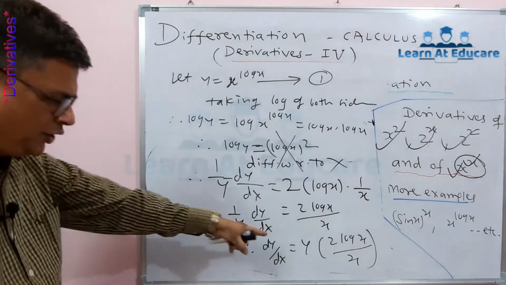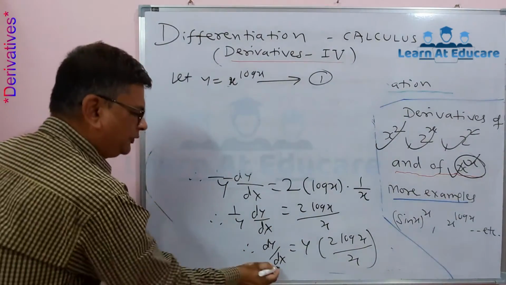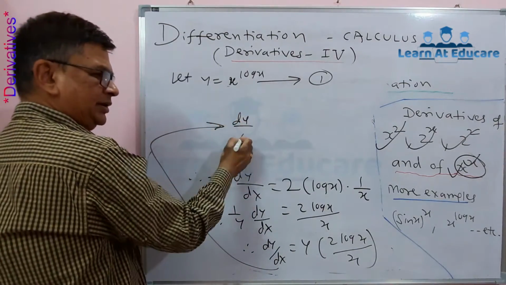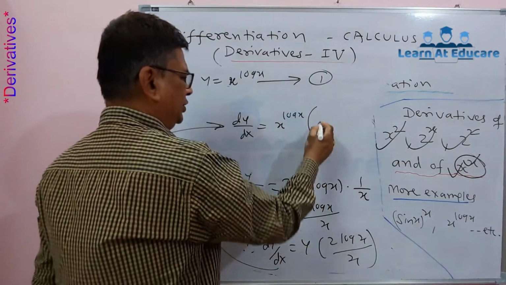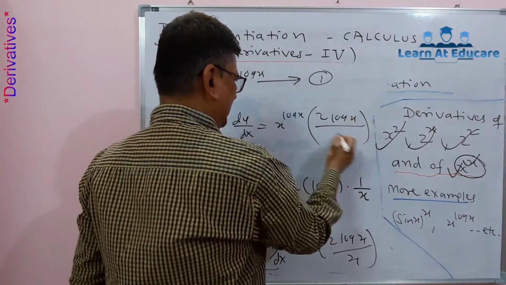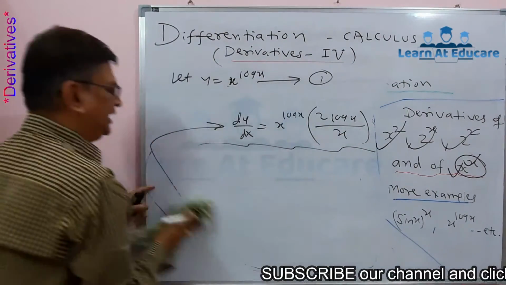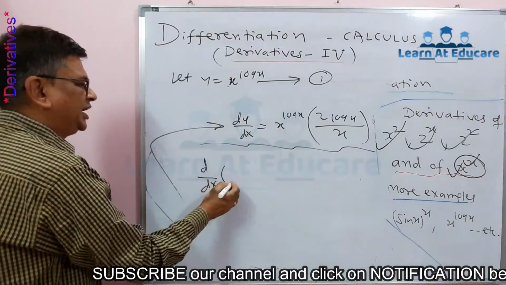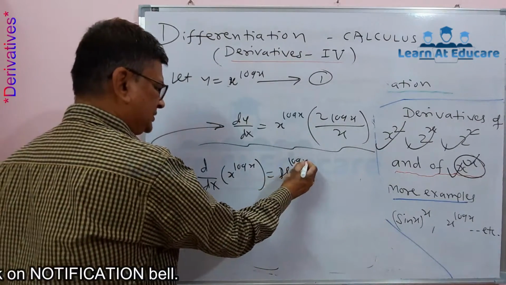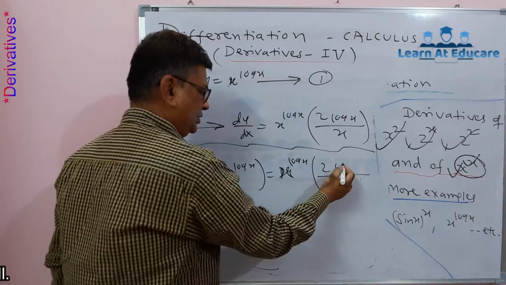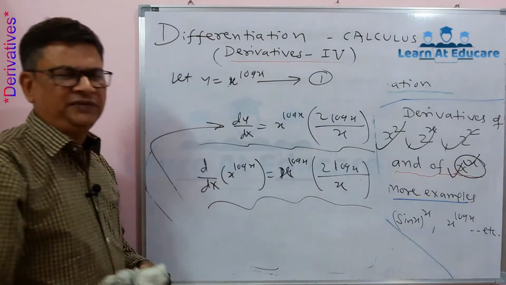In the last step, put the value of y from equation 1, and you will get your answer dy by dx as y, means x raised to log x, into bracket 2 log x upon x. So that is the answer. It can be written as d by dx, that is the derivative with respect to x, of x raised to log x, as x raised to log x into the bracket 2 log x upon x. So that is how to use logarithmic differentiation.